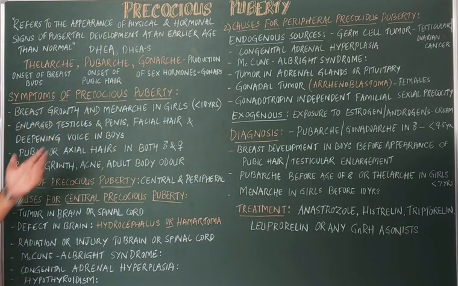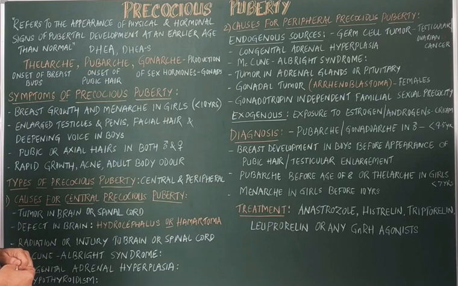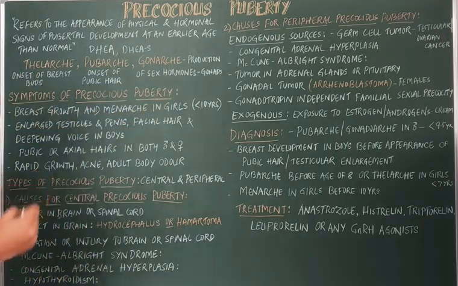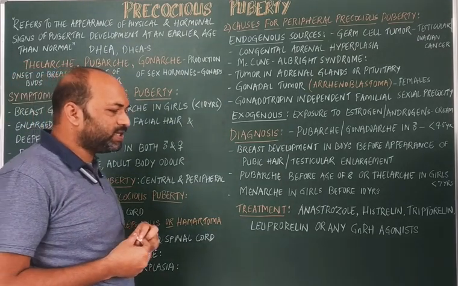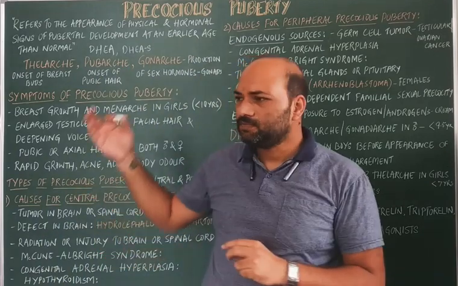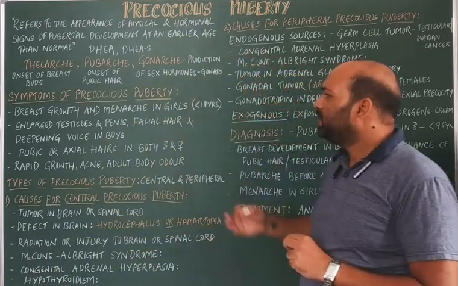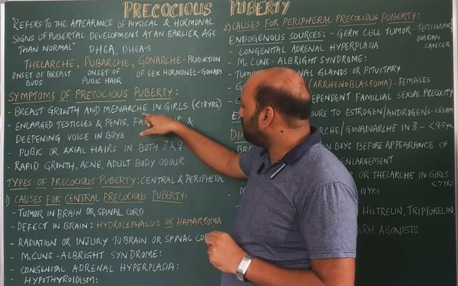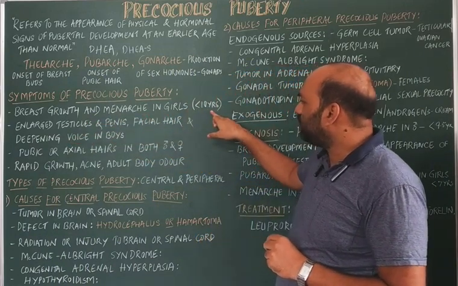Gonarche is the production or secretion of the sex hormones which occurs from the gonads. Right. Now, what are the symptoms associated with precocious puberty? The symptoms are breast growth, and menarche in the case of girls less than 10 years.